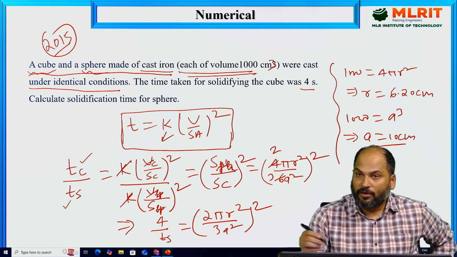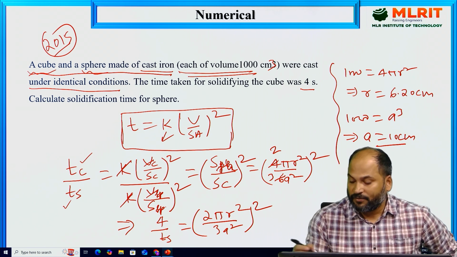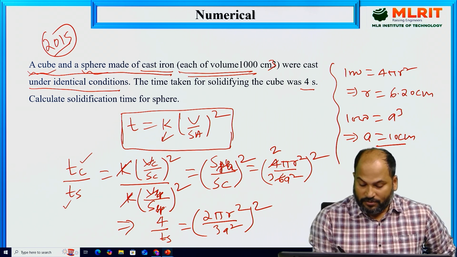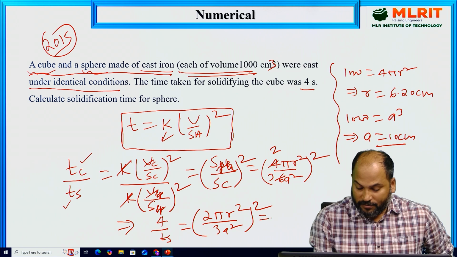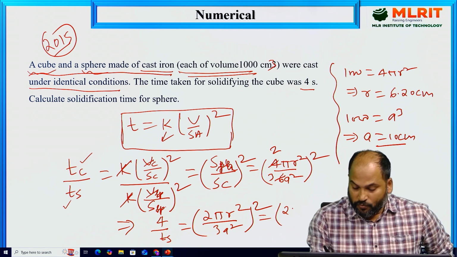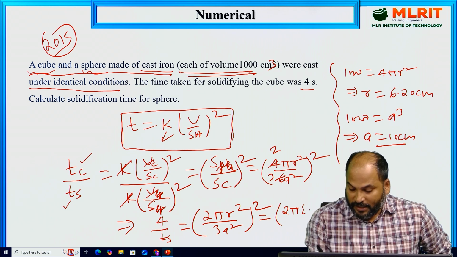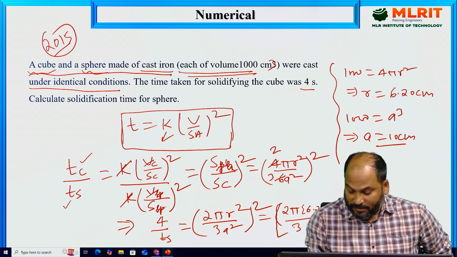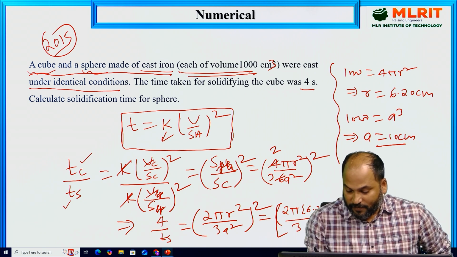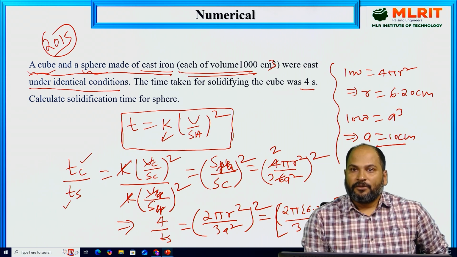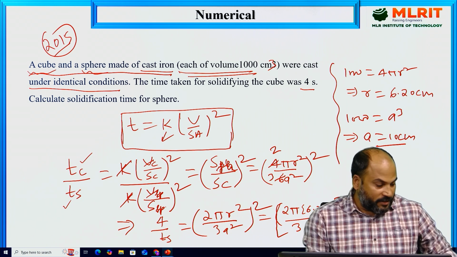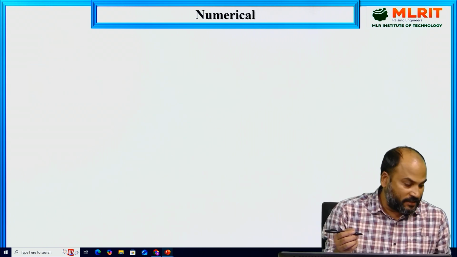We have the value of the radius of the sphere, and we have the value of the side length of the cube. So directly we can put it here: this will be equal to 2 into pi and r square. R square means we can write 6.20 square of this one divided by this 3, and this is the square of 10, and this whole square. Okay, so this value we can calculate. We will calculate on the second slide.